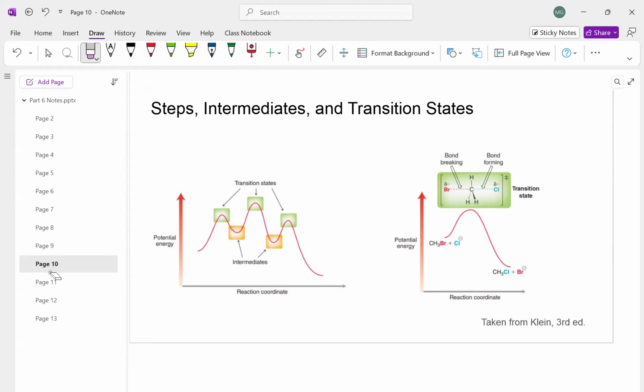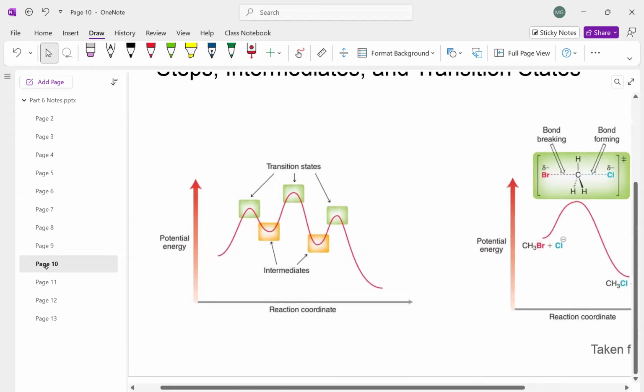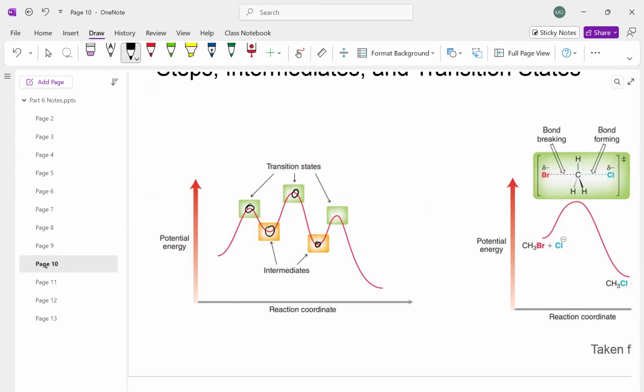What I mean by this is, let's look at this graph on the left here. You could see that there's an initial hill and a valley. That's a step. And then we get to another hill and a valley. That's a second step. And then we get to this third hill and finally the products. So we would say that this occurs in 3 steps.